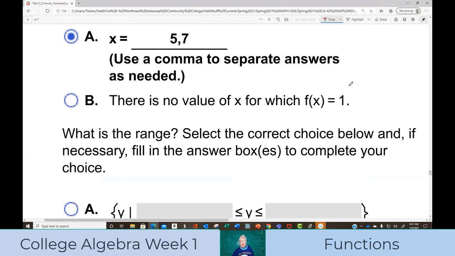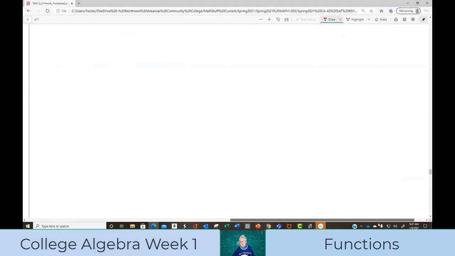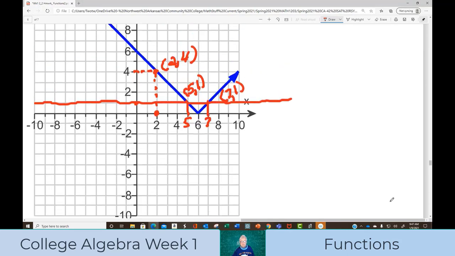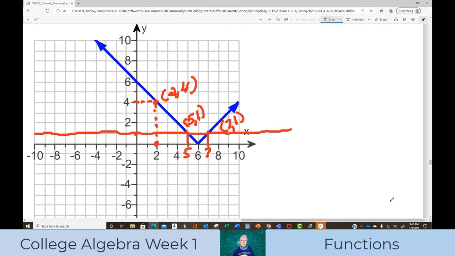And what is the range it's asking? Now, this graph does not go down forever. It only goes down as far as the x-axis, and then it starts going back up. So the part of the y-axis that is the source for all the y-coordinates of all the points on the graph, the range, starts at y equals 0, which is what the x-axis is, and then goes up forever.